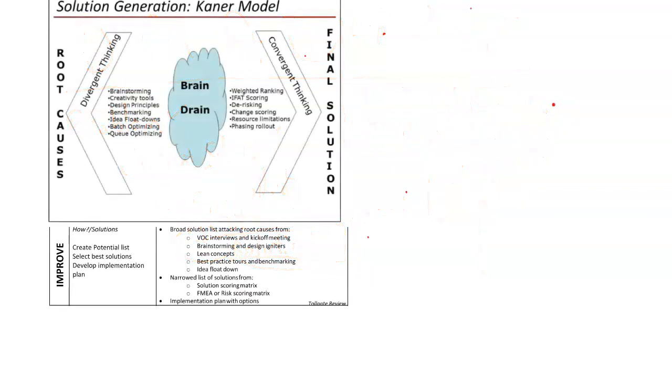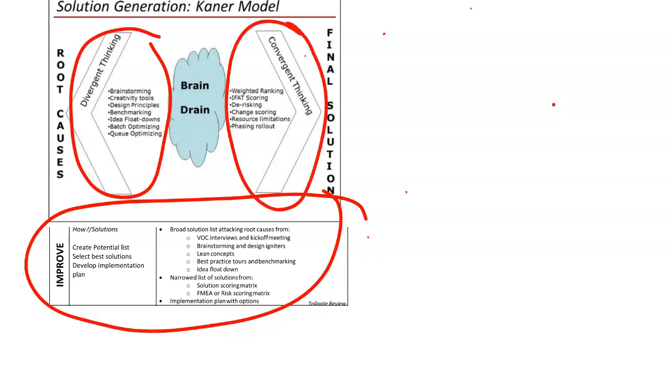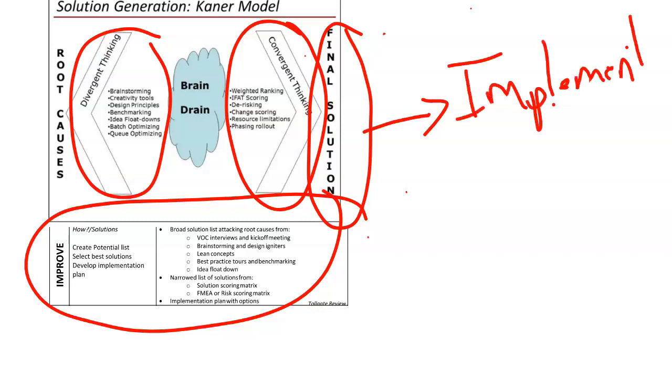So there you have it, kind of a roadmap for the improve phase. A set of tools and techniques that we'll use to create some divergent thinking, a big broad list of solutions that then we narrow down to come up with our best of best. And then the final solutions will be placed in an implementation plan, and we'll have a strategy developed for how those solutions actually get implemented. Follow-up videos will cover specific tools and activities that we use to help get us from the beginning of the improve phase to the end and implemented solutions.